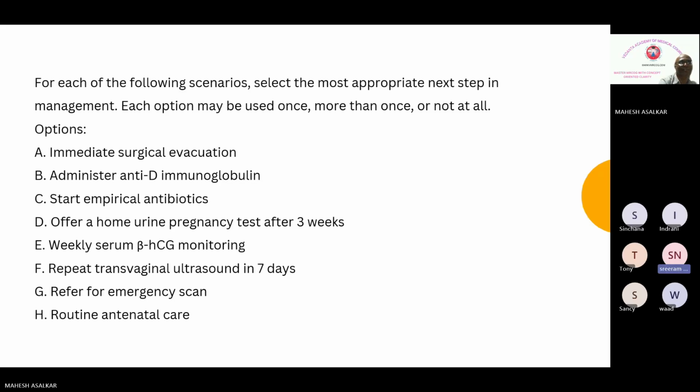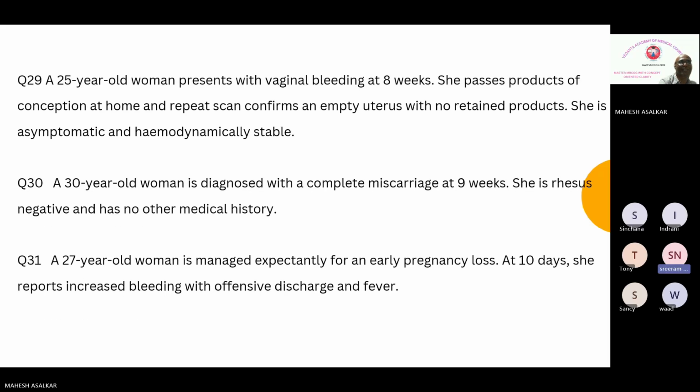Shall I read the question once again? A 30-year-old woman diagnosed with complete miscarriage at 9 weeks. She is Rh negative. No other medical history. After miscarriage, you can repeat the UPT after 3 weeks, sir. Here, actually, it is going to be the same answer, but they are confusing us here with Rh negative. I don't know what exactly answer they have given, but because it is 9 weeks and it is a complete abortion, she should not require anti-D. No anti-D.